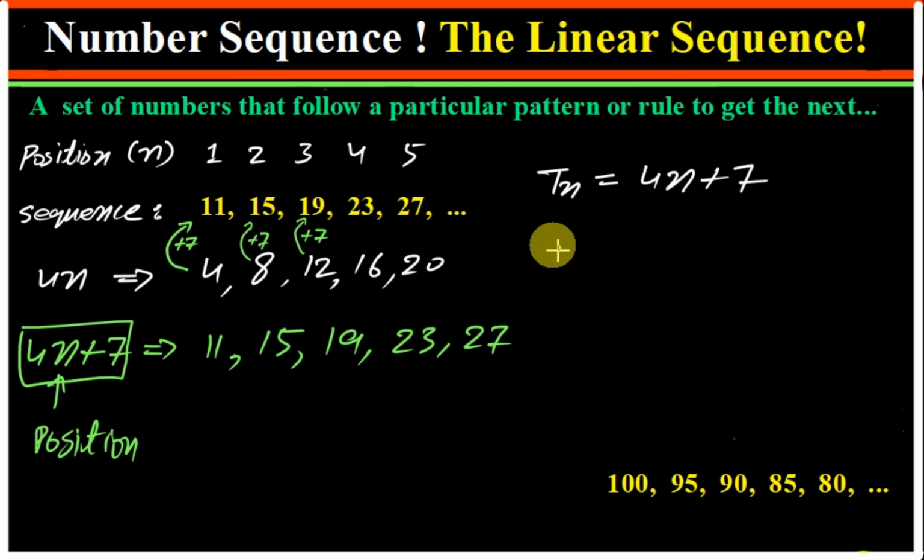Now if you want to find out the number at the 100th position, we just substitute 100 in place of n. So 4 times 100 plus 7, you will get 400 and this 7, 407. So this is the number at the 100th position.